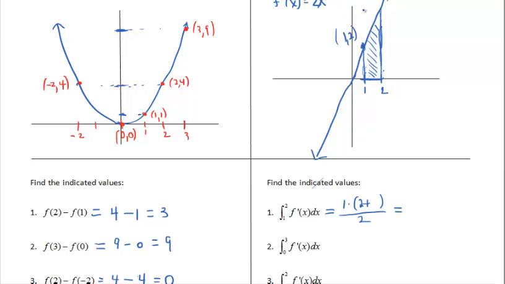Plus, plug in 2 here, evaluate the function. This ordered pair is going to be (2, 4). So this base is 4. Sum, divide, I get 3. All right. So the value of the integral is 3.